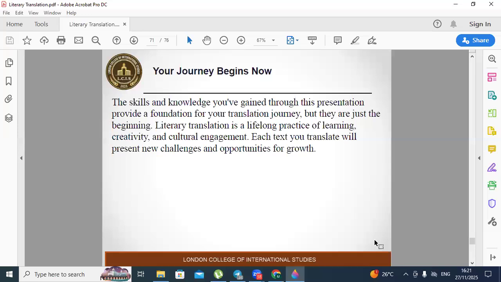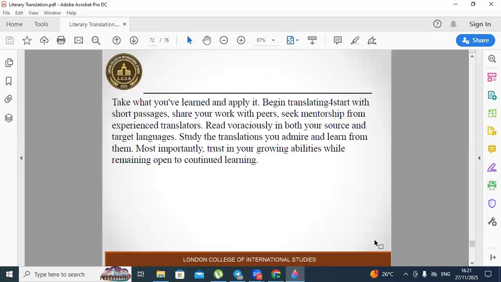Now let's go to taking action. Take what you've learned and apply it. Begin translating. Start with short passages. Share your work with peers. Seek mentorship from experienced translators. Read voraciously in both your source and target languages. Study translations you admire and learn from them. Most importantly, trust in your growing abilities while remaining open to continued learning.